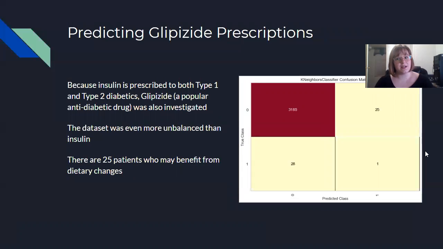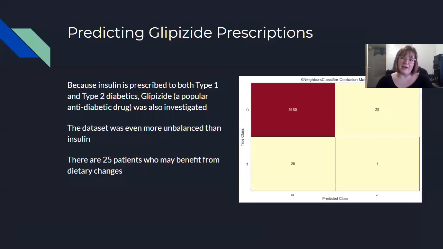So the last thing that I wanted to do is look at a drug called glipizide, because insulin is prescribed to both type 1 and type 2 diabetics. So I wanted to look at a prescription that treats only type 2 diabetes. And so I just repeated the process over. The problem is that that data set was even more unbalanced than the insulin data set.